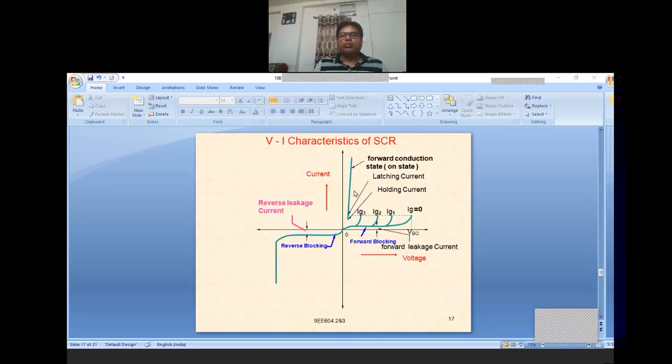That is, when the forward current of an SCR becomes less than this value, that is, when it becomes less than the holding current, then SCR will be pulled back into the forward blocking state or off state.